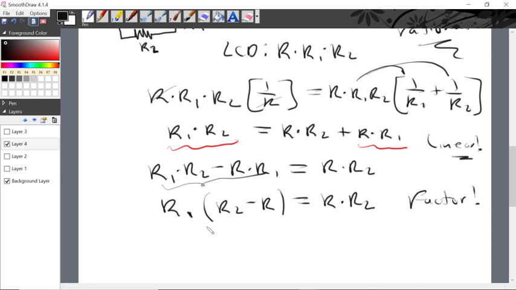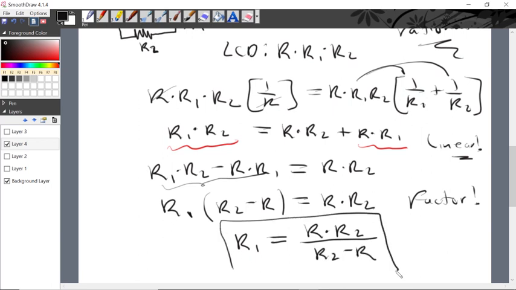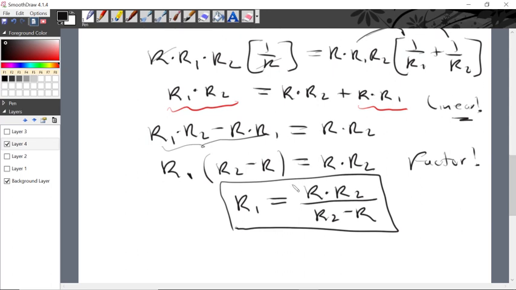Finally, we can isolate the one remaining R1 by dividing both sides by this R2 minus R. R1 equals R times R2 over R2 minus R. So we have solved the formula for R1, given that R1 is isolated on one side of the equation, and on the other side we see no more R1s remaining. The only R1 we have is over here.